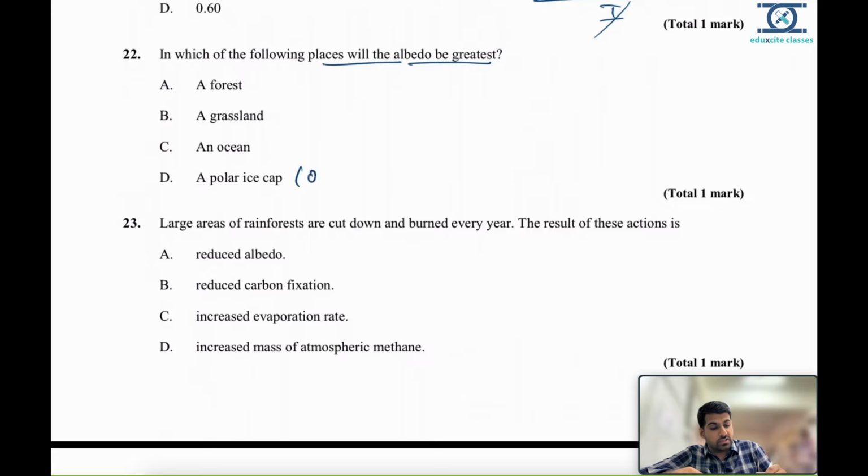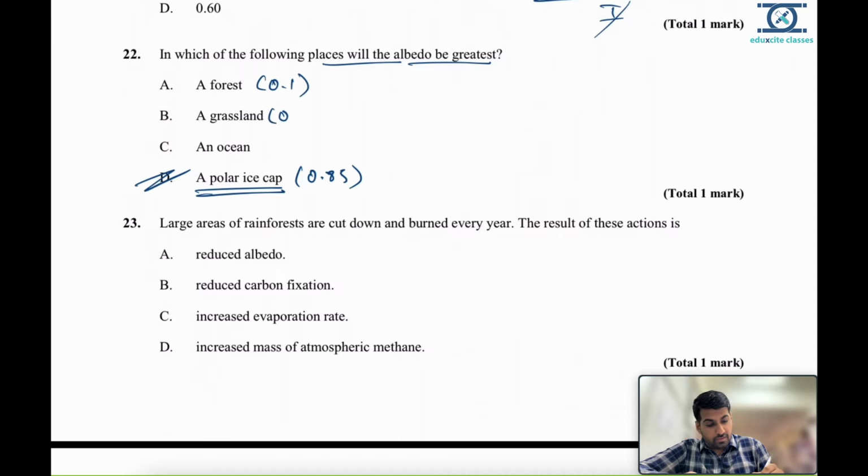This is a direct question. 0.85 is the maximum, for the polar ice cap. And if you want to know about the others, I have researched that as well. No need to remember, but you should know that for ice it is 0.85. It means it reflects the most, and that is why it is bright. So it reflects the intensity or radiation the most as compared to absorption. Whereas forest is around 0.1, grassland is 0.25, and the ocean is 0.06, something like this. So the highest is for the polar ice cap.